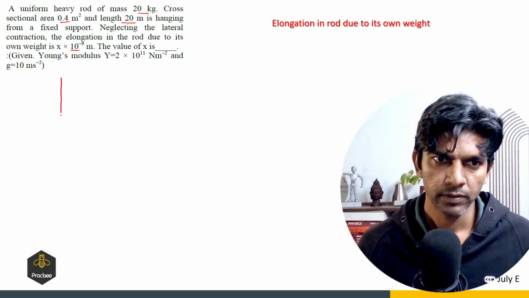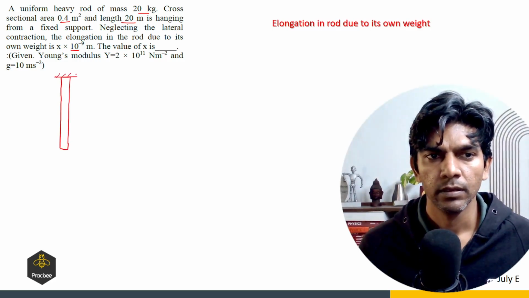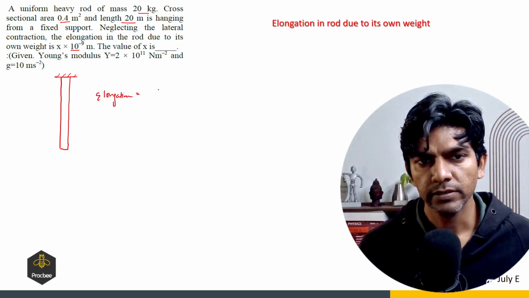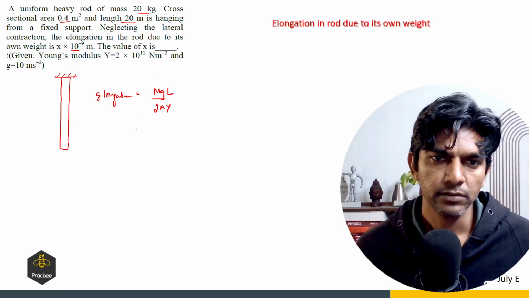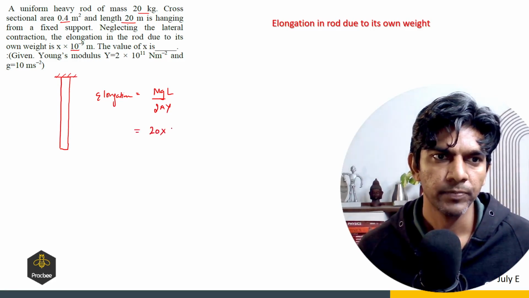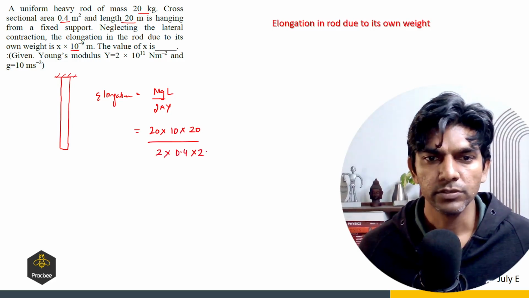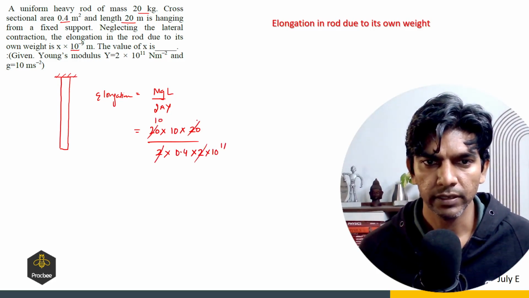Right, so when there is a rod which is getting elongated under its own weight, in that case the elongation is given as mgl upon 2AY. So we can remember this. Here m is the mass, so 20, g is 10, length of the rod is 20 upon 2, area of cross section is 0.4, Young's modulus is 2 into 10 raised to 11.